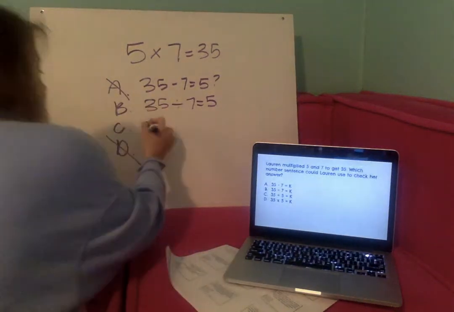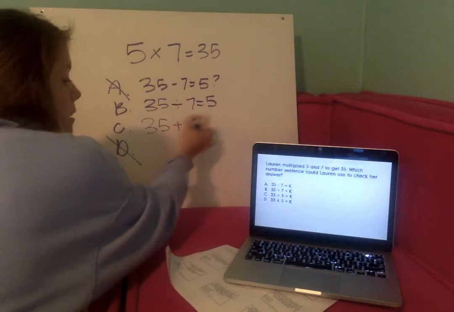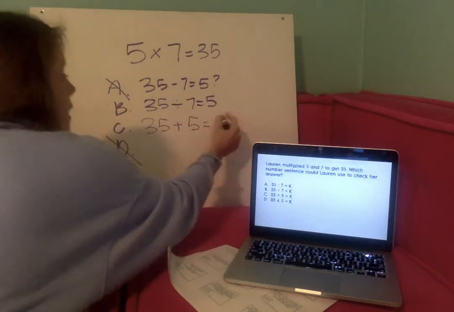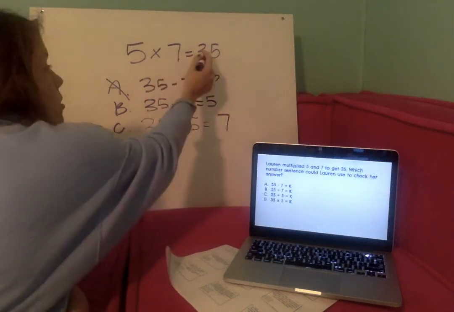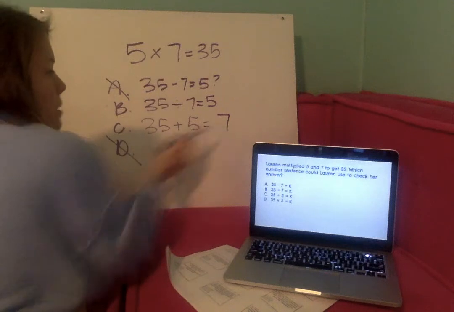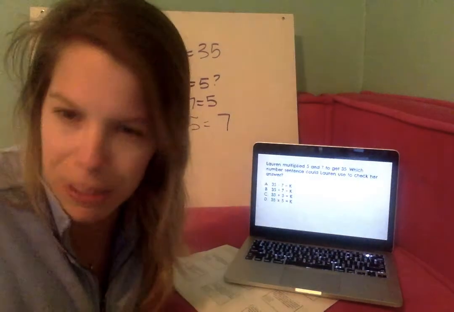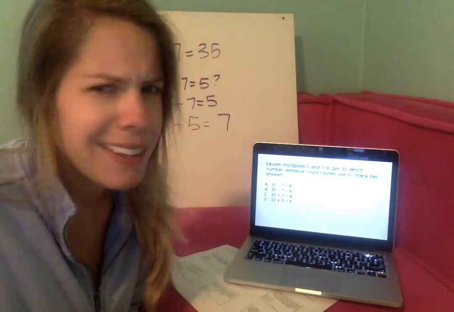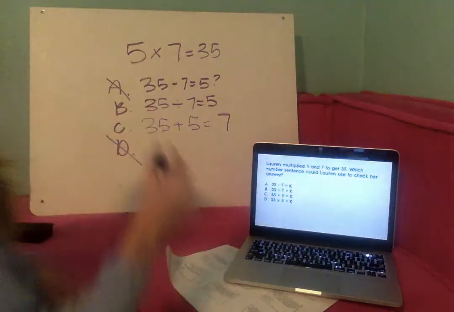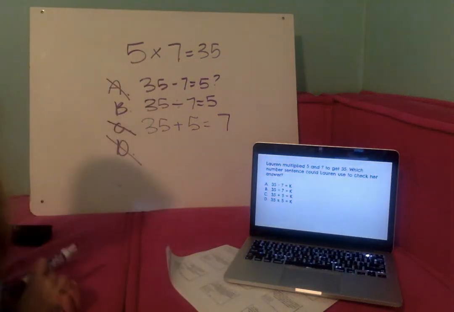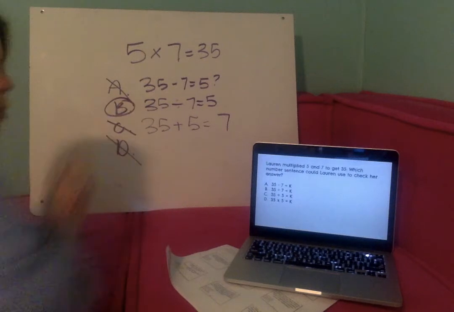All right, and then lastly, 35 plus 5 equals, and I'm going to write 7 because we've already used the 35 and the 5. K represents 7. 35 plus 5 is 40. That is nowhere near 7. So that can't be right. So, out of all those answers, B is the only one that worked.